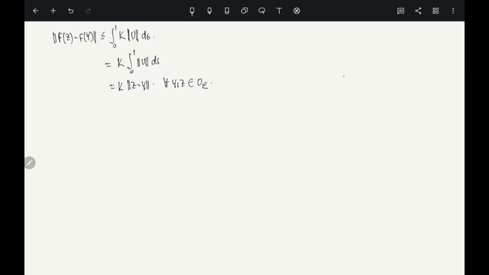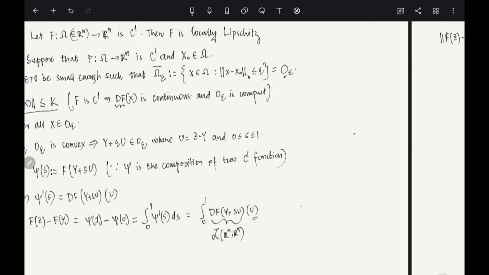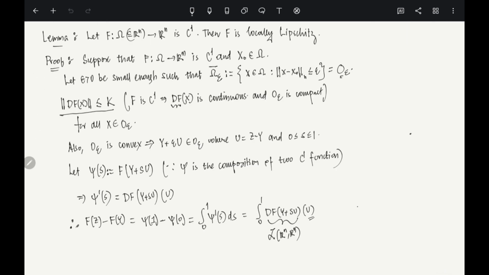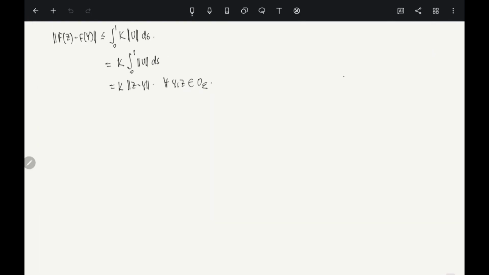Okay. Now the question is this. So this is proved. So this is locally Lipschitz. So basically what I am trying to say is this: if it is continuously differentiable, it is locally Lipschitz. Now think about it this way. Let me ask you this question. Why suddenly locally Lipschitz? Why not Lipschitz?